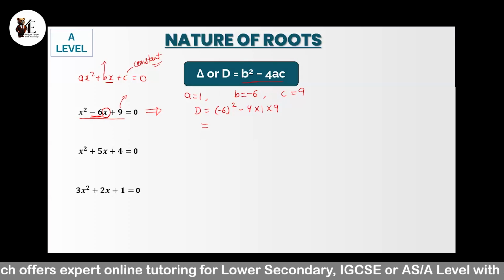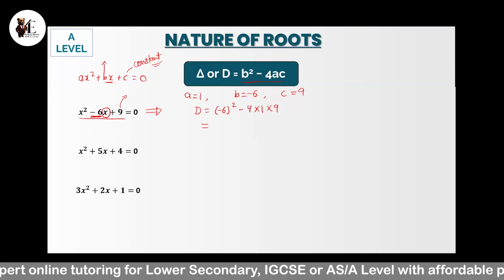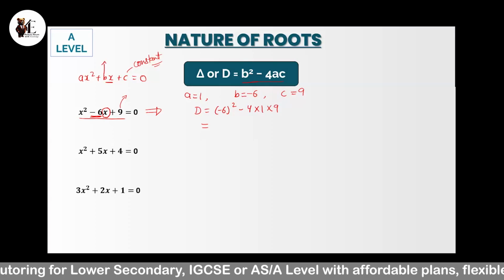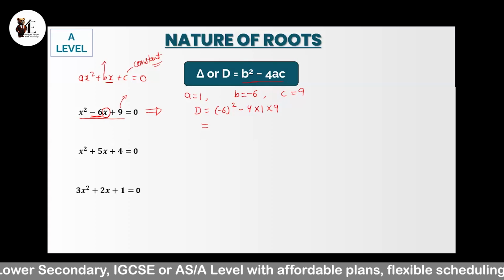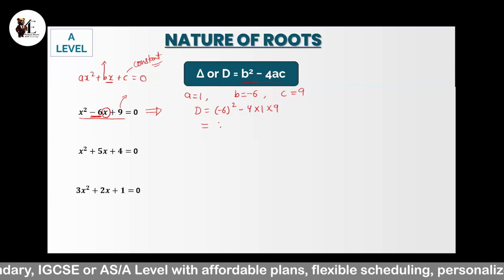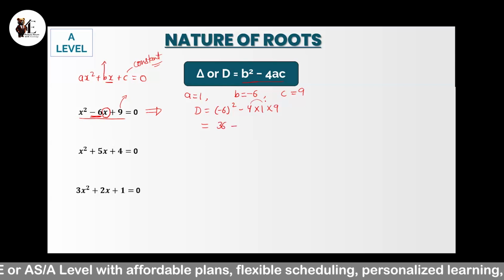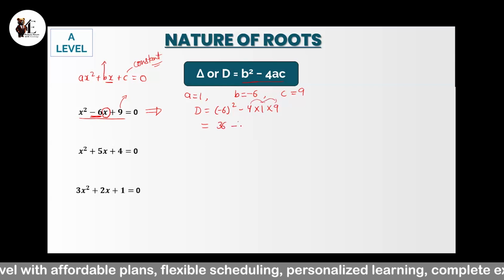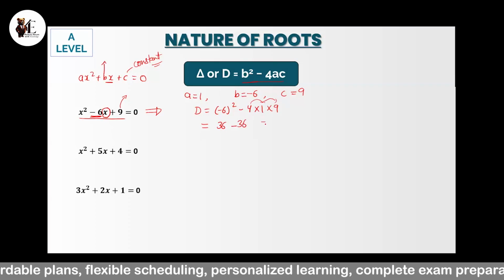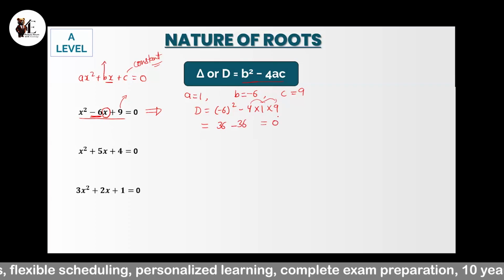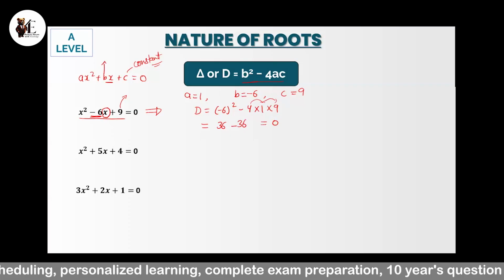That'll be -6 times -6, right? Yes. 36. Yes, it will be 36. And 4 into 1, 4, and 4 into 9, 36. So 36 minus 36, that is 0. So the value of the discriminant for this equation is 0.